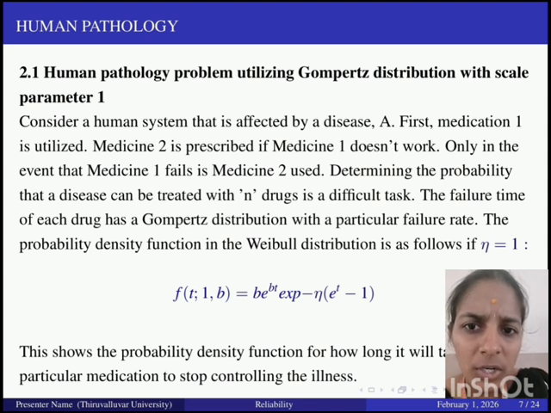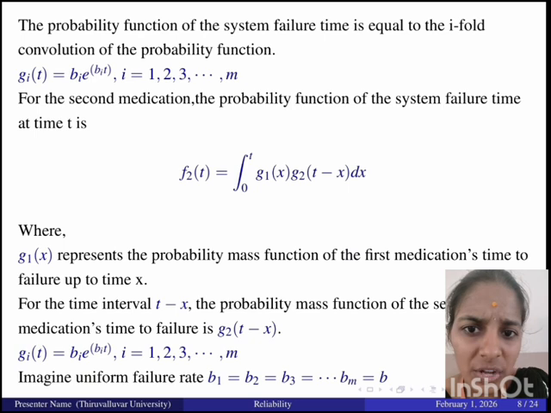Now we see the human pathology problem utilizing the Gompertz distribution with the scale parameter as 1. Since in the place of eta we substitute 1, we get the formula as f(t; 1, b) = b e^(bt) exp(-(e^(bt) - 1)). Next, f2(t) is the integral from 0 to t of g1(x) g2(t - x) dx.